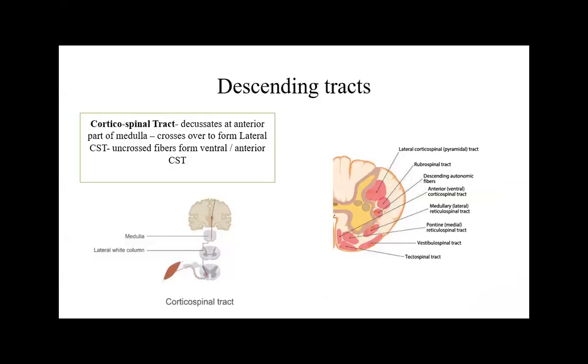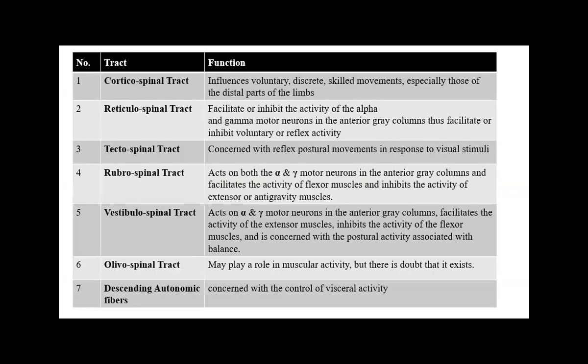The corticospinal tract decussates at the anterior part of the medulla, then crosses over to form the lateral corticospinal tract, and the uncrossed fibers form the anterior corticospinal tract. The other tracts are the vestibulospinal, tectospinal and rubrospinal tracts. These have no localizing value, but they modulate motor activity to facilitate fine movement of limb muscles. These are the tracts: corticospinal, reticulospinal, tectospinal, rubrospinal, vestibulospinal, and olivospinal tract.